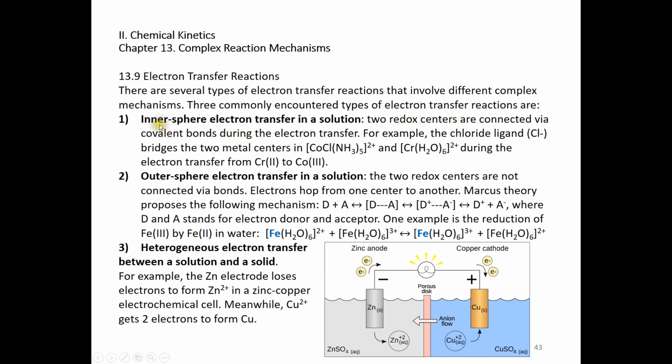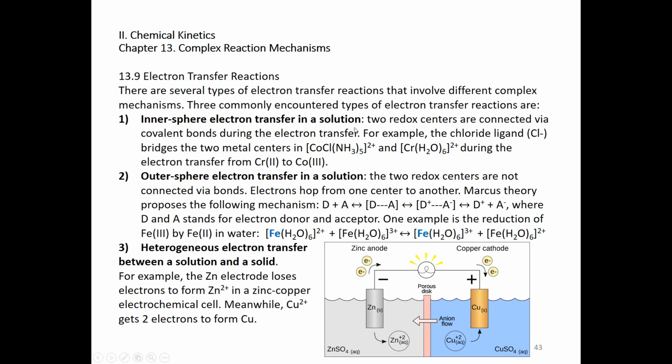Number 1, inner sphere electron transfer in a solution. Number 2, outer sphere electron transfer in a solution. Number 3, heterogeneous electron transfer between a solution and a solid. So first, inner sphere electron transfer in a solution.